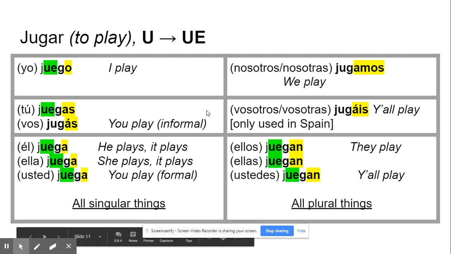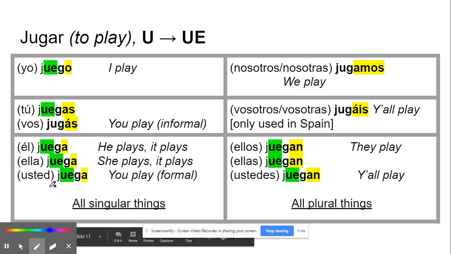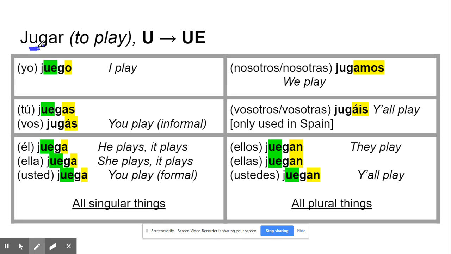So jugar changes U to UE. That U right here is the one that's going to become a UE in the forms of yo, tú, él, ella, usted, and ellos, ellas, ustedes. Remember, there's never a stem change in nosotros, nosotras, vosotros, vosotras, or vos form. So let's look at yo first.